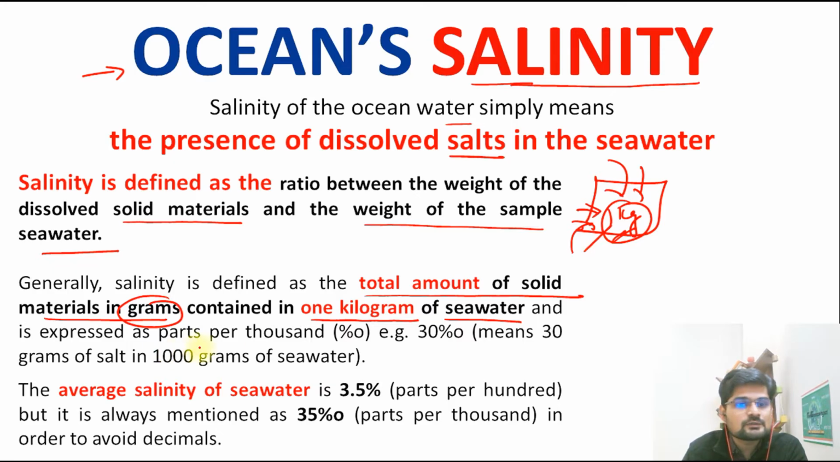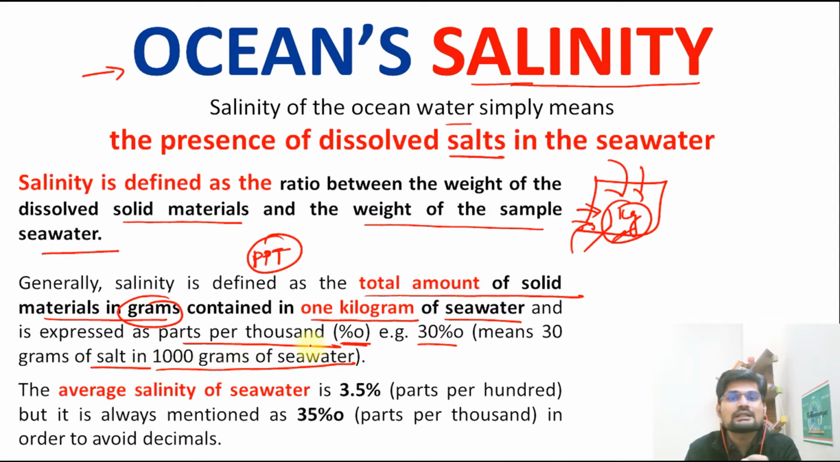Right? So it is expressed as parts per thousand. Remember, many times it is written in short as ppt. So it's not PowerPoint presentation, it's ppt, that is parts per thousand, right? So this is the symbol of parts per thousand. An example, 30 parts per thousand means 30 grams of salt in 1000 grams of seawater, or 1 kilogram of seawater.